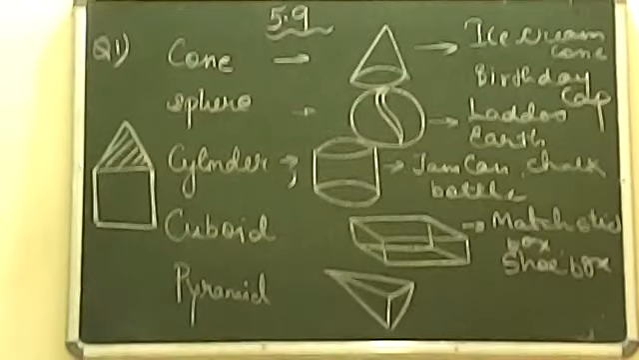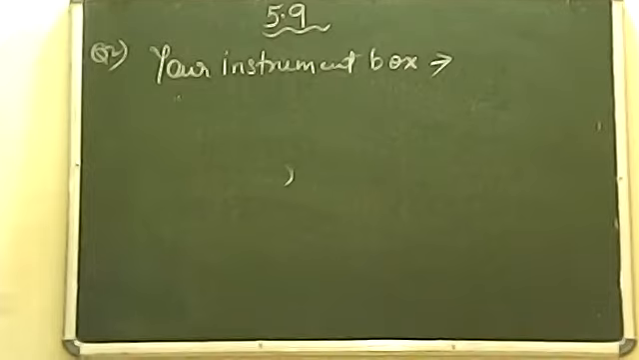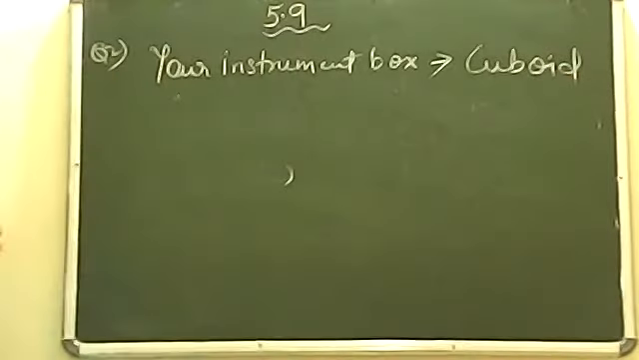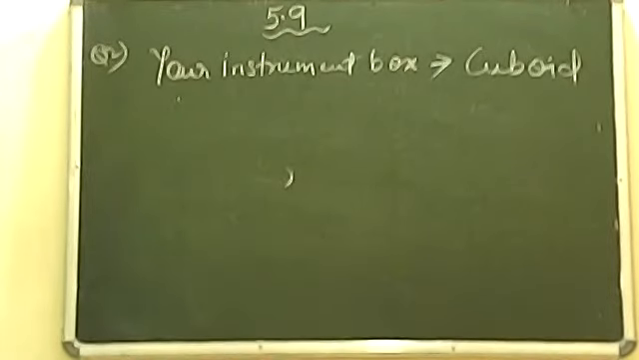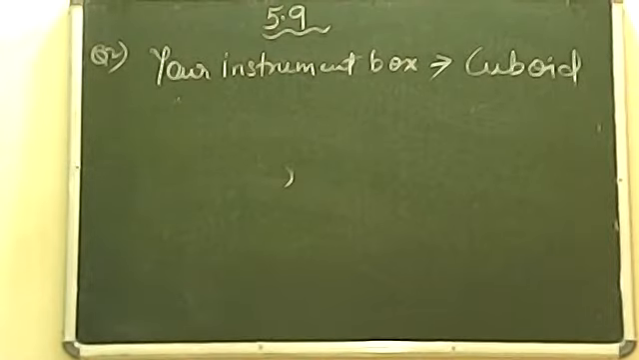Okay, now question number 2. Question number 2 says that you have to tell what shape it is. So first of all, your instrument box. Your instrument box is of which shape? You must be agreeing with me that most of you have your instrument box as a cuboid box. There can be some students who will have the geometry box as another box. They will have a cylinder box also, but most of you will have the cuboidal box only. So that is why in total I am writing cuboid.